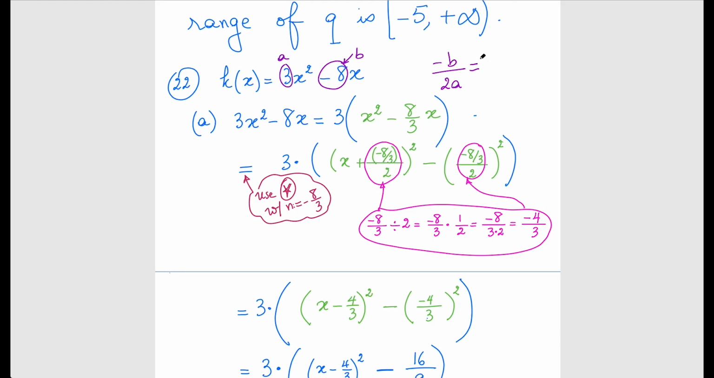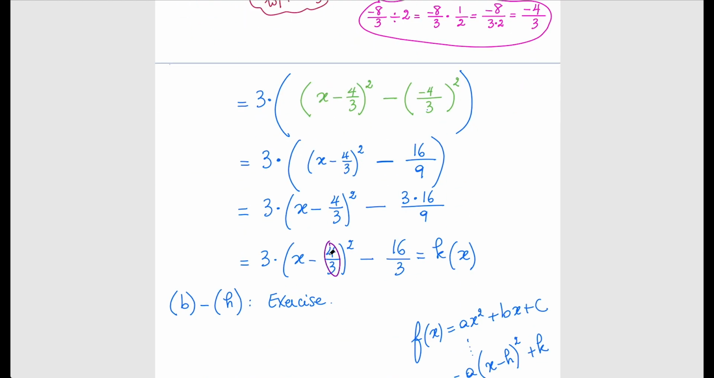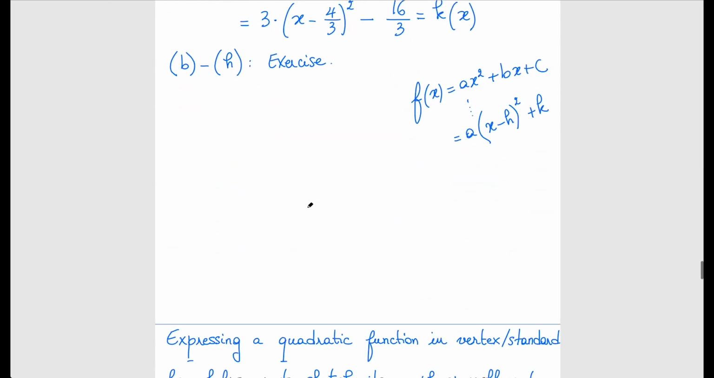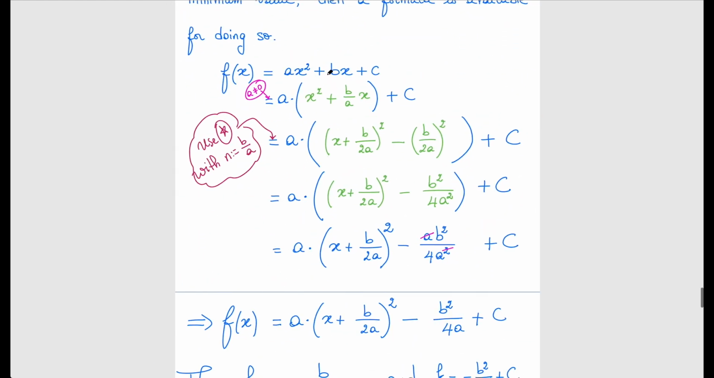What's negative b over 2a? It becomes negative the negative 8, because b itself is negative 8, divided by twice a, and how much is a? Is 3, right? So isn't that 4 over 3? Isn't that 4 over 3? So that's the h. That's the h that we found at the time. Correct? It was here, 4 over 3.